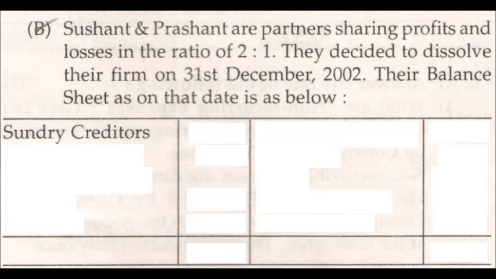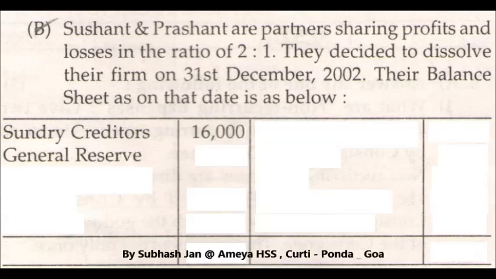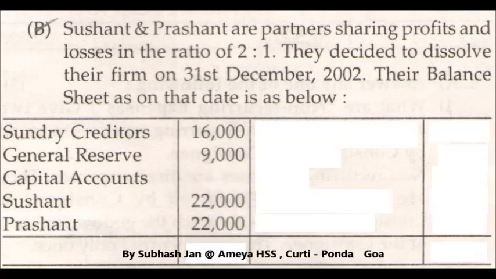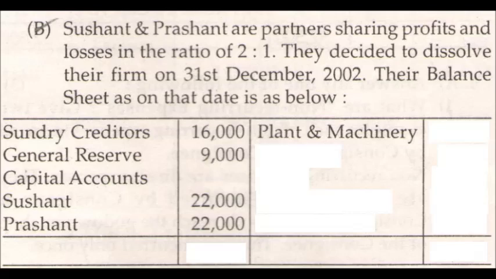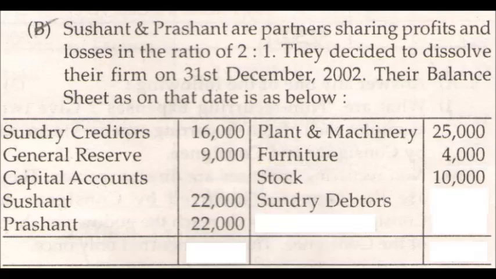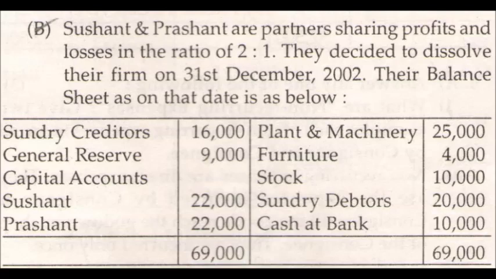See the balance sheet. On the liability side, you have sundry creditors 16,000, general reserve 9,000, capital accounts Sushant 22,000, Prashant 22,000. Then come to the asset side: plant and machinery 25,000, furniture 4,000, stock 10,000, sundry debtors 20,000, cash at bank 10,000. The total of the balance sheet is 69,000. Then we have some additional information here.